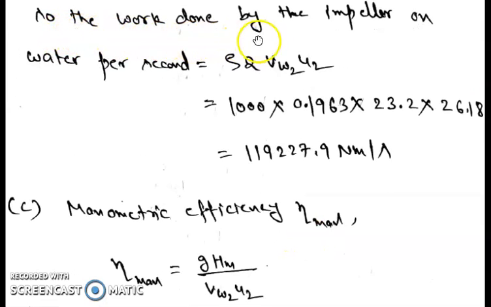So the work done by the impeller on water per second is equal to rho into Q into VW2 into U2, which is equal to 1000 into 0.1963 into 23.2 into 26.18, which is equal to 119227.9 Newton meter per second.